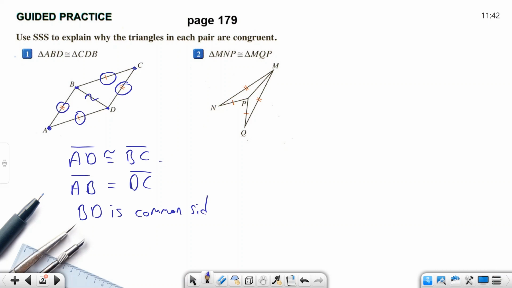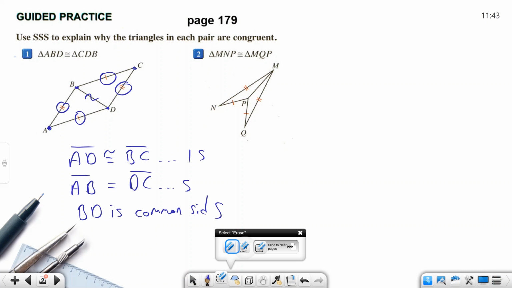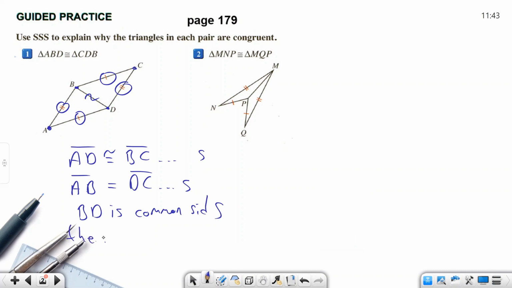So when we get three sides, this is S, S, S. When we get three sides, what do we know? The triangles will be congruent. So I can say that, therefore, triangle ABC is congruent with triangle CDB. This is the question, and that's okay.